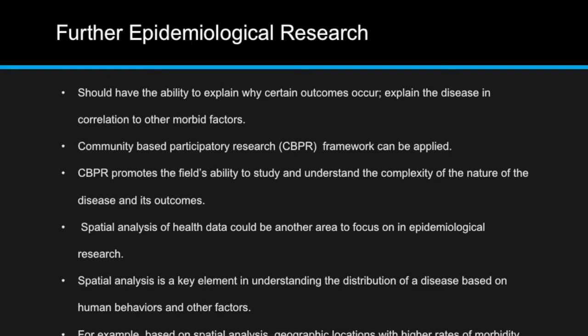Community-based participatory research, known as CBPR, is a framework epidemiologists can apply to their studies in order to gain a better understanding of the social context in which disease outcomes occur, while involving community partners in the research process and making sure the involvement is part of the research itself. CBPR promotes the field's ability to study and understand the complexity of the nature of the disease and its outcomes.